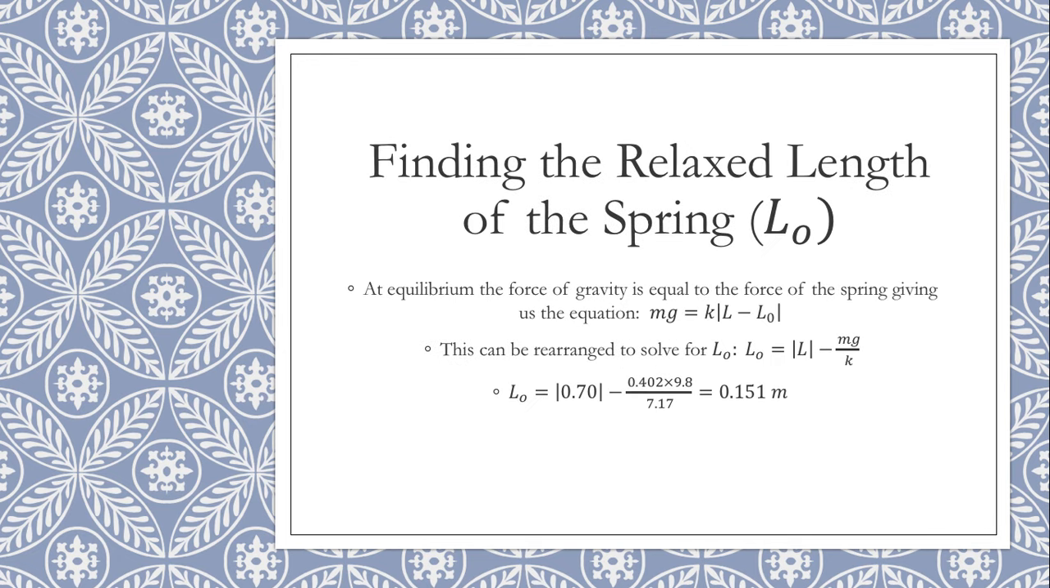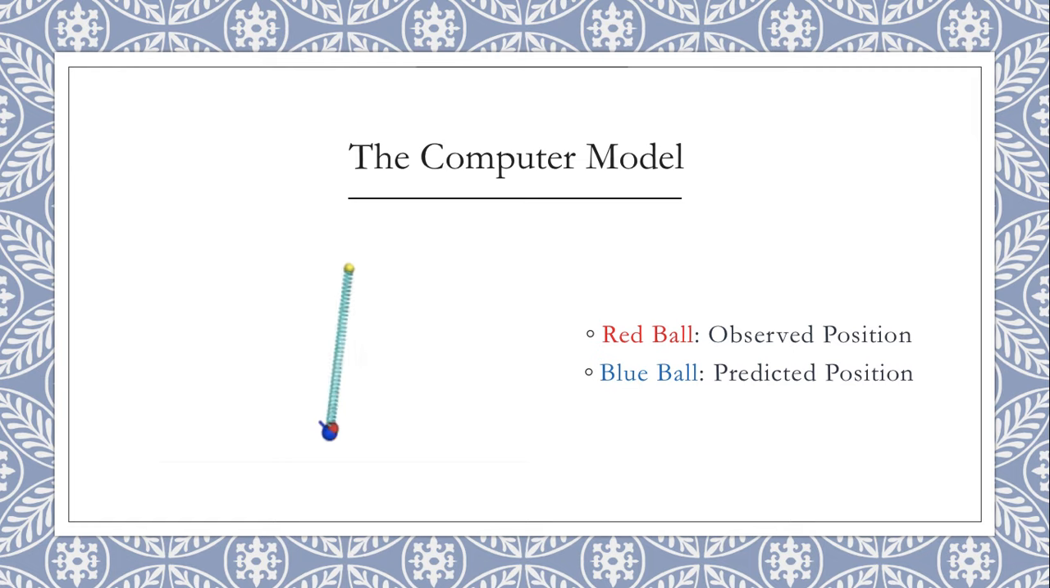Now we can find the relaxed length of the spring by setting the force of gravity equal to the force of the spring, giving us the following equation. This can be rearranged to solve for the relaxed length of the spring, which we found to be 0.151 meters. Here is the computer model that we generated. In this model, the red ball represents the observed position and the blue ball represents the predicted position.